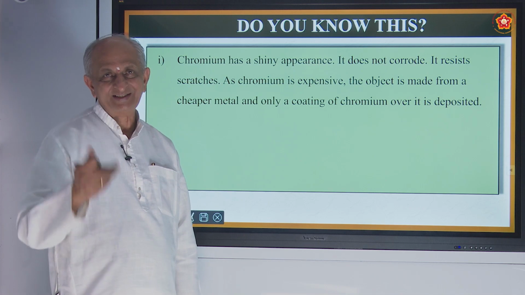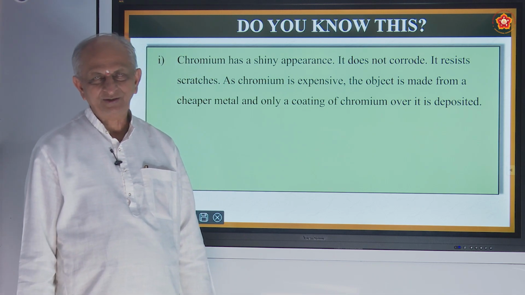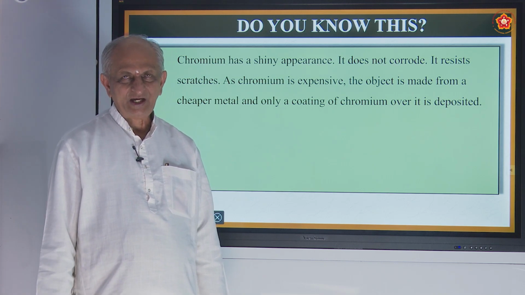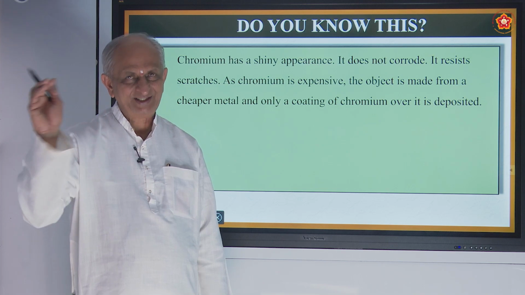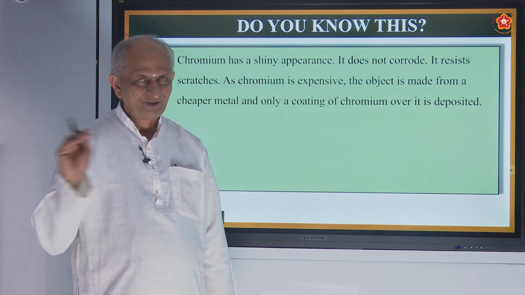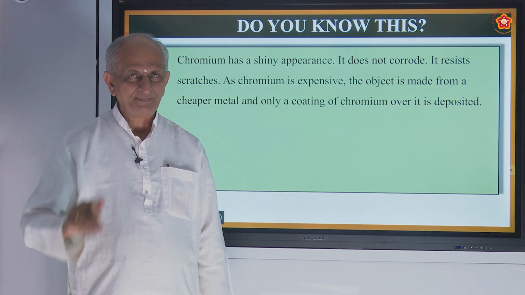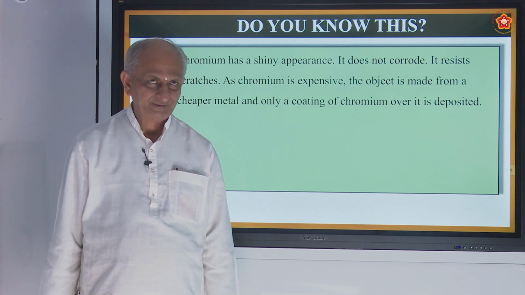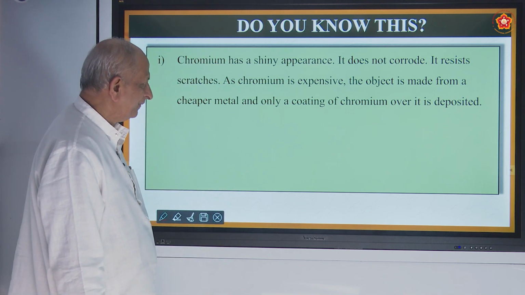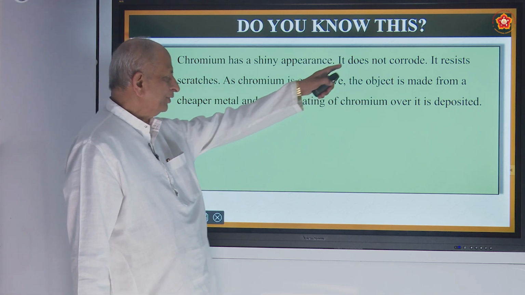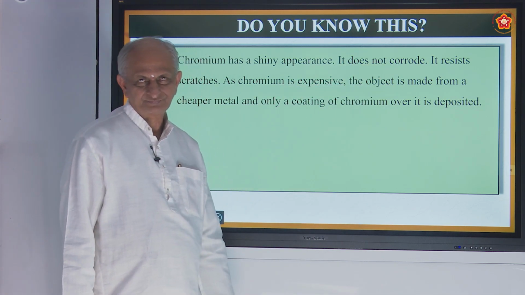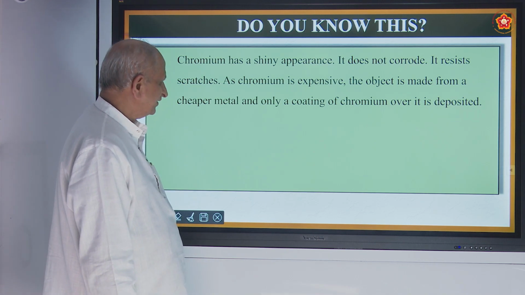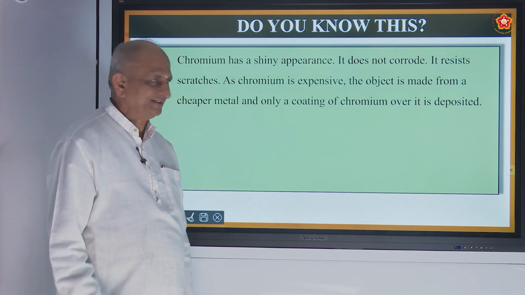You might have seen stainless steel, the steel you are using for eating and drinking purposes. There you have stainless steel. It's also iron only, but to that iron they add chromium, then nickel, then some carbon. That is called an alloy. These alloys are made just to make it more shining. And one more thing is, it does not corrode. For many years it won't get corroded. It resists scratches. You cannot scratch it.